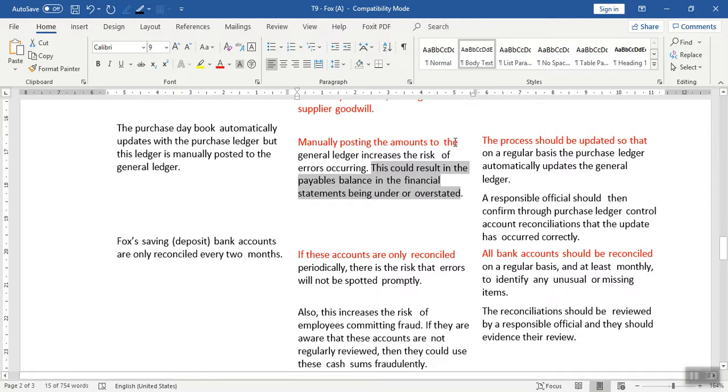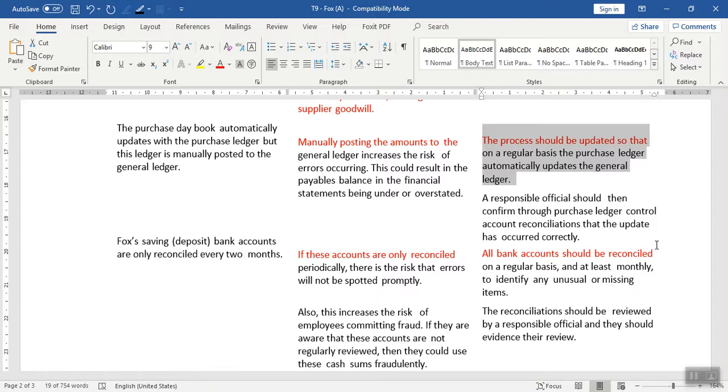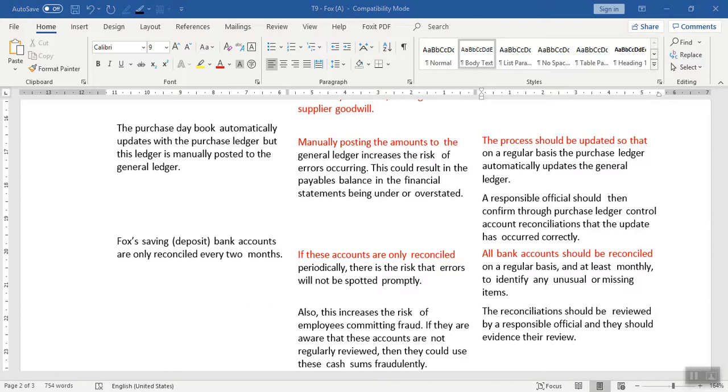So the process should be updated on a regular basis, with the purchase ledger automatically updating the general ledger. They have to use an automated system to do that, in order to avoid error. A responsible officer should then confirm through the purchase ledger control account that the update occurred correctly.